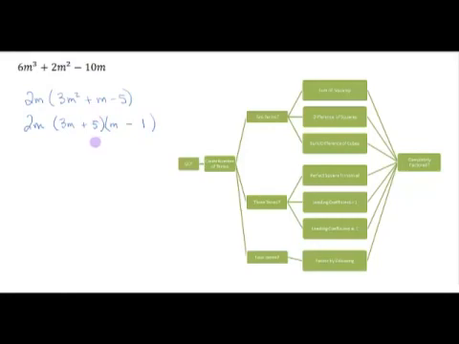So we've exhausted all of our possibilities. It doesn't factor any further. So it is completely factored. We can't factor that any further, and we just have taken out the greatest common factor.